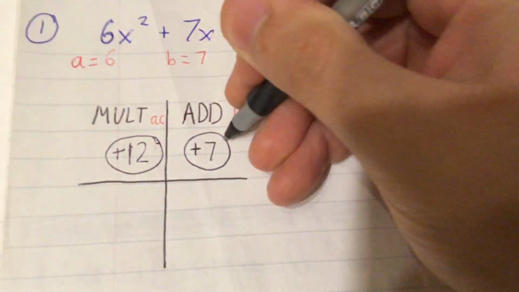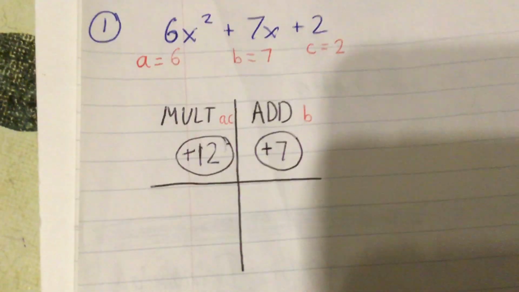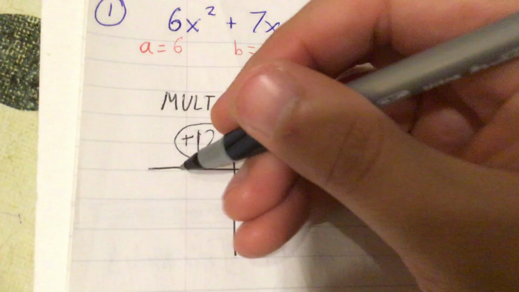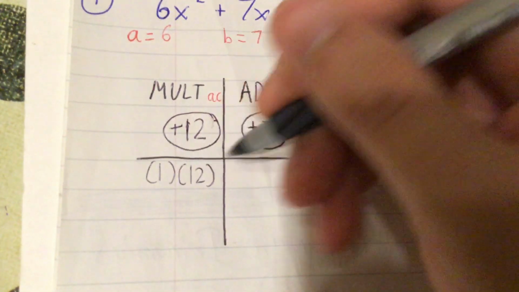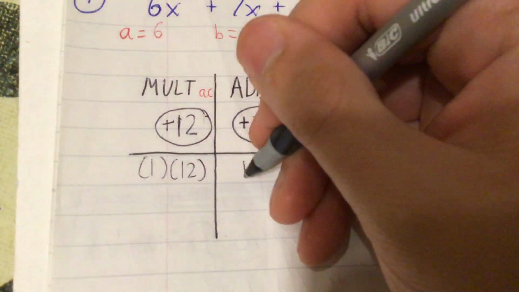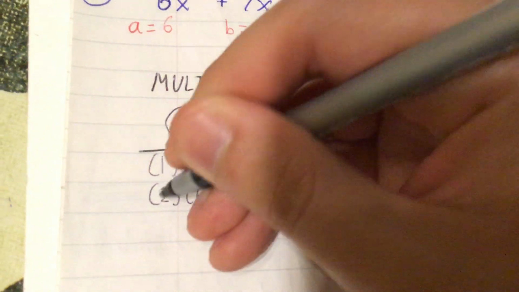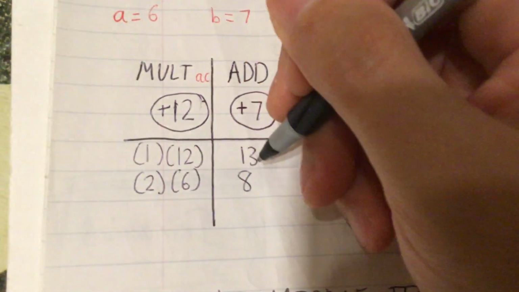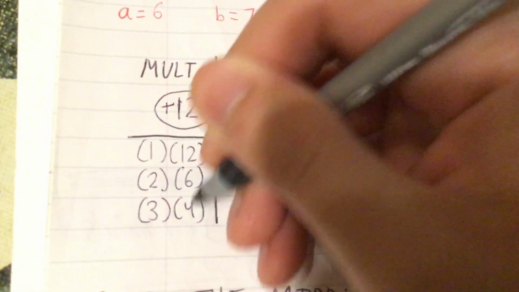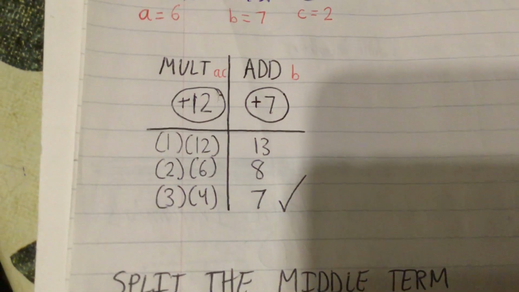Now, if you're really, really good at this, awesome. I'm really happy. So we run through the list of suspects. 1 and 12. 1 times 12 is 12, 1 plus 12 is 13. 2 times 6 is 12, 2 plus 6 is 8. That's not what I want. Let's try 3 times 4. 3 times 4 is 12, 3 plus 4 is 7. Ah, there's the winning team.